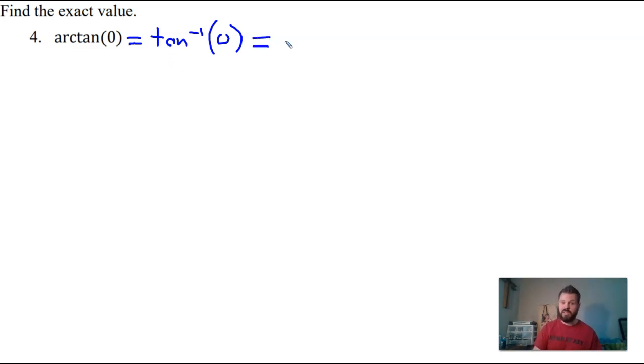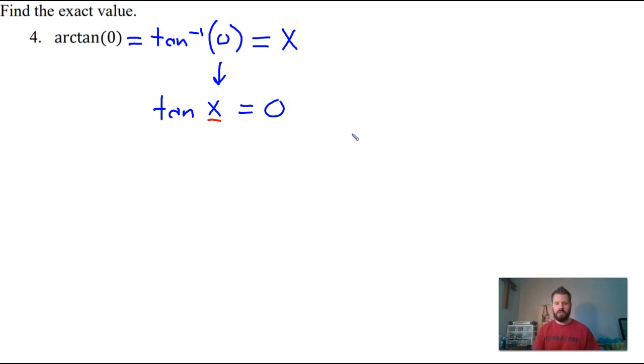What does this inverse mean? Well, let's say it's equal to some number x. Okay, well, if tangent inverse of 0 equals x, that means the same thing as the regular tangent of x is equal to 0. So when we're finding the tan inverse of 0, we want to know what angle we have to plug into tangent to get a 0 out.